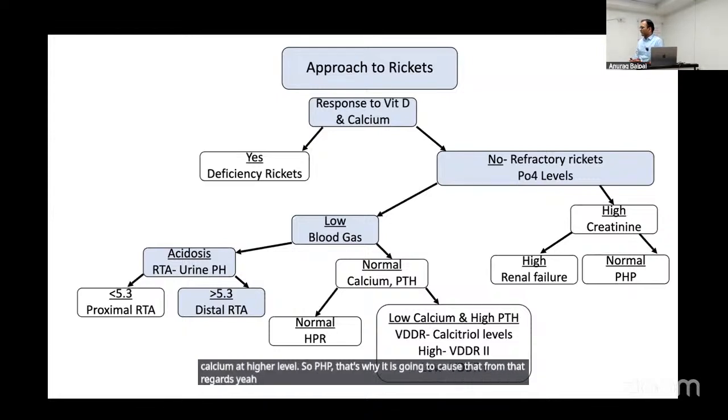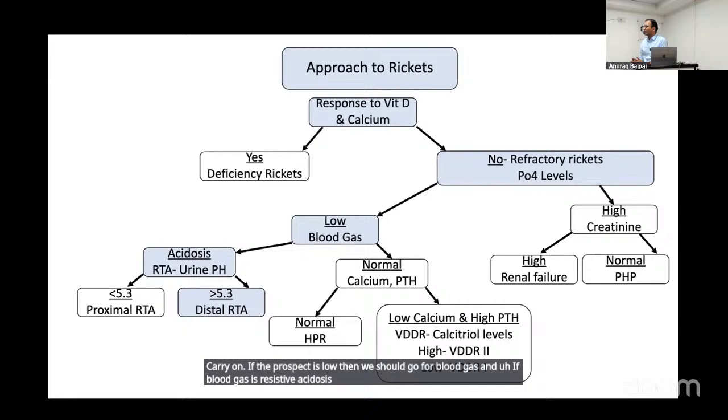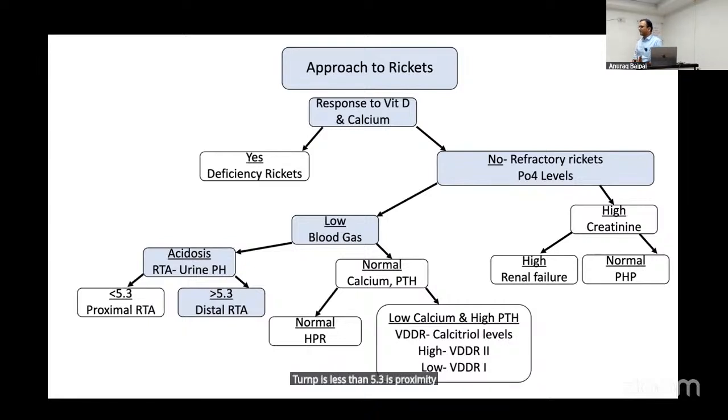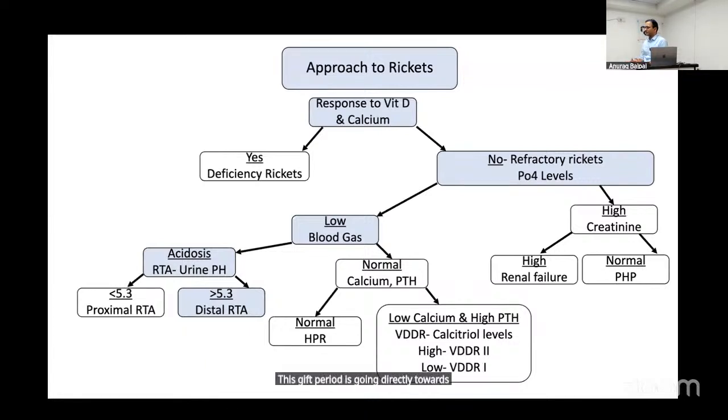Yeah. Carry on. If the phosphorus is low, then we should go for blood gas. And if blood gas is suggestive of acidosis, then we should straight away go for urine pH. Urine pH less than 5.3 is proximal RTA, more than 5.3 is distal RTA. If the blood gas is normal, then we should go for calcium and PTH levels. Normal calcium and PTH is suggestive of hypophosphatemic rickets. If the calcium is low and PTH is high, then it is VDDR, and calcitriol levels will differentiate between 1 and 2. In this case, clearly it is going directly towards distal RTA, which is a very clear fact.